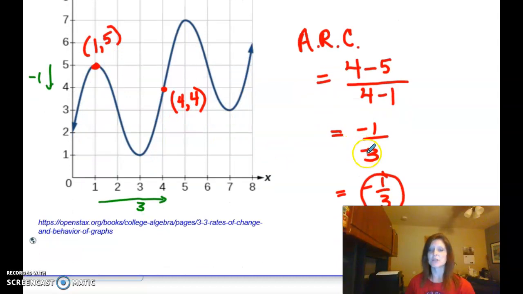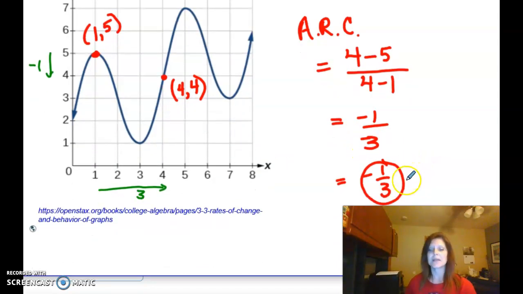Calculate the average rate of change, i.e. slope, and we get a negative 1/3. Does that make sense for this picture? Well, slope is the vertical change over the horizontal change. So let's take a look at our picture. We're going from 1, 5 down to 4, 4. That change vertically is just 1 unit, but it's down, it's negative. The change horizontally is 3 units, and it's going forward, so it's negative 1/3.